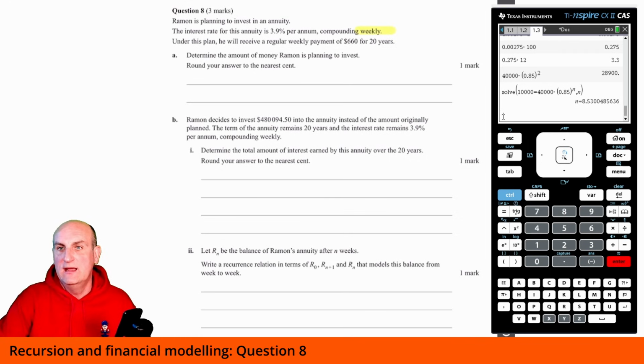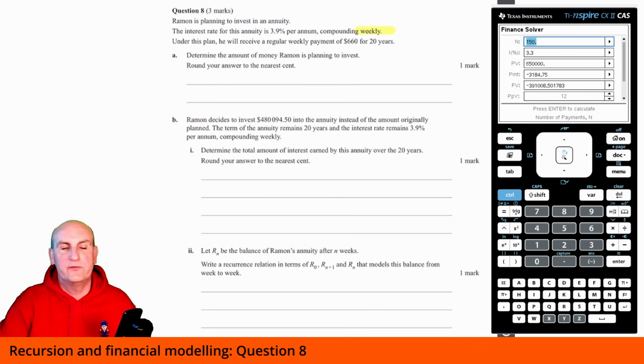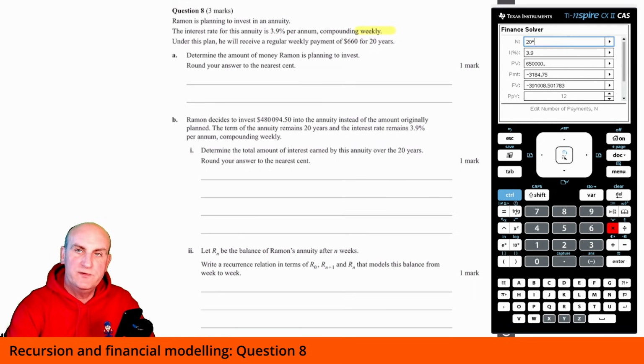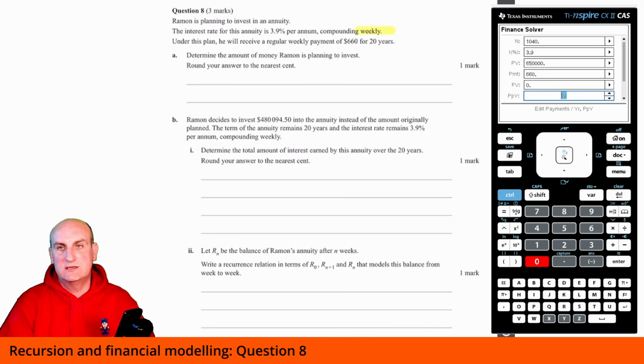So, financial solver. Let's see what we come up with. Finance and financial solver. Right, that's from my previous stuff. So we've got I of 3.9. The plan is 20 years weekly, times 52 weeks in a year. Principal value is what we're trying to find. Under this plan, he'll receive a regular weekly payment of 660 for 20 years. So he's going to get 660. An annuity runs out of money, and that was the trick to the question here, because they'll have no money left. That's the whole point of an annuity. Payments per year is going to be 52, as is my compounds.